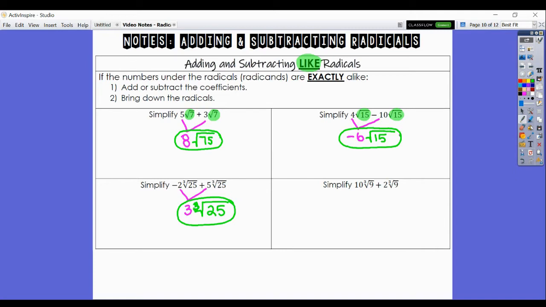Last example where the radical is alike, we have 10 cube root 9 plus 2 cube root 9. So that will be a total of 12 cube root 9. That's how many cube root of 9s we have. We just combine the coefficients.